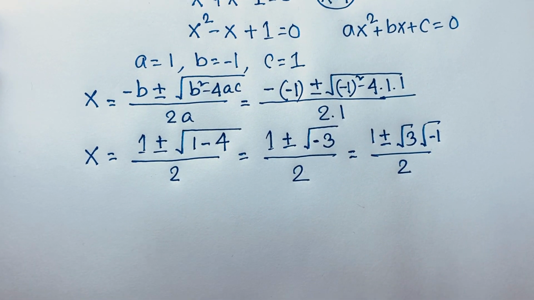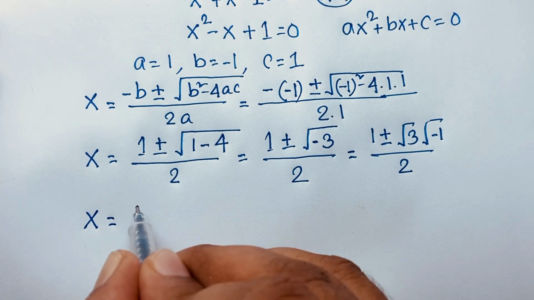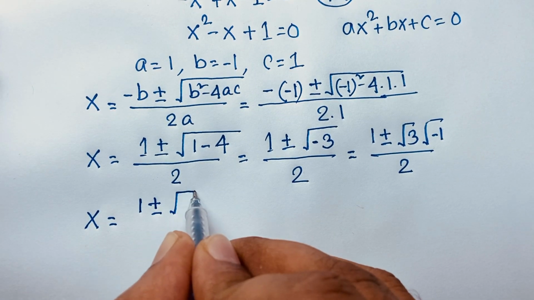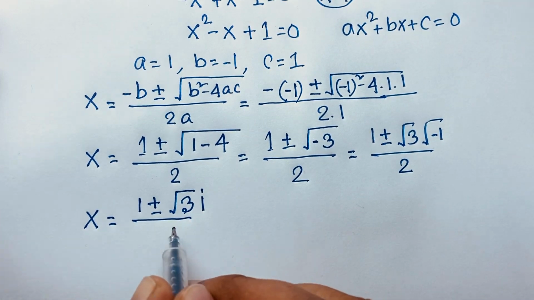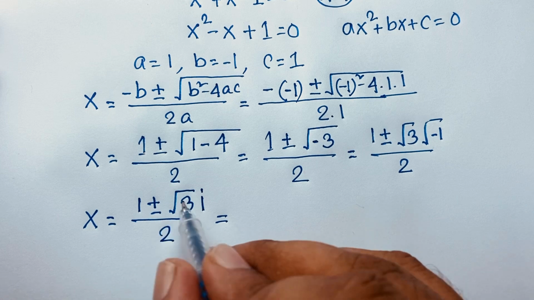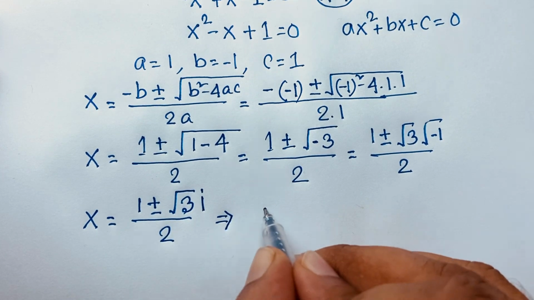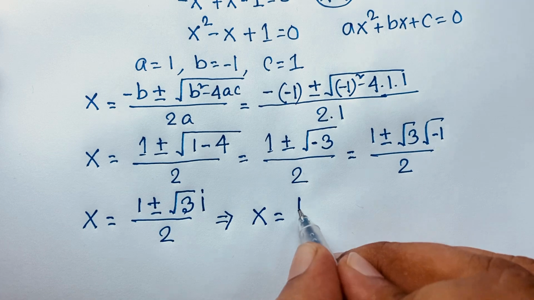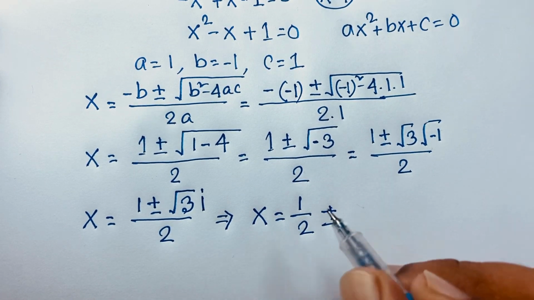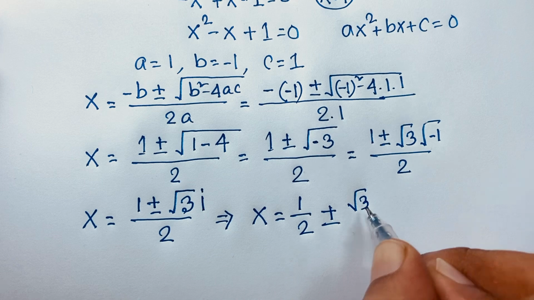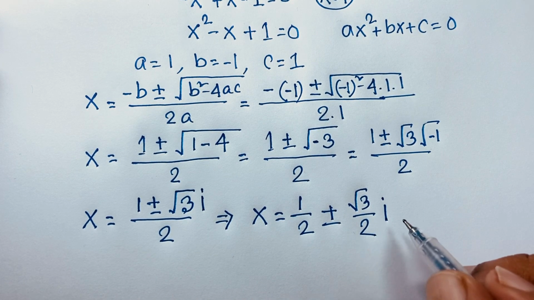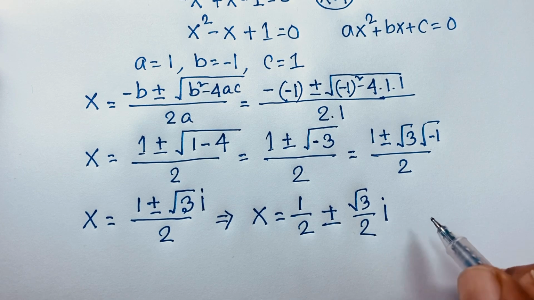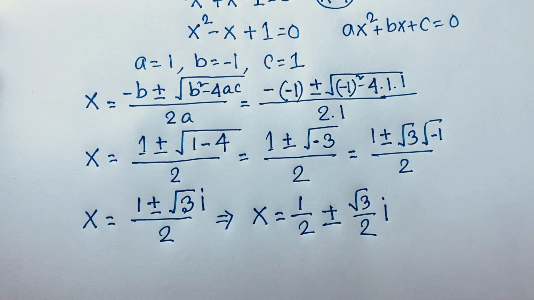Now here x is equal to 1 plus minus square root 3, and I know that square root of negative 1 is i, over 2. Then if I separate this fraction, we'll find here x is equal to 1 over 2 plus minus square root 3 over 2 i. So we'll find a nice answer. It is a complex solution, it is a complex number. There is no real solution, both are complex solutions. So we'll find x is equal to half plus minus square root 3 over 2 i.